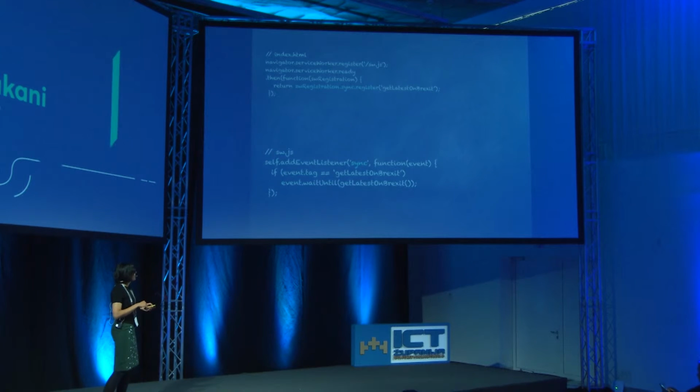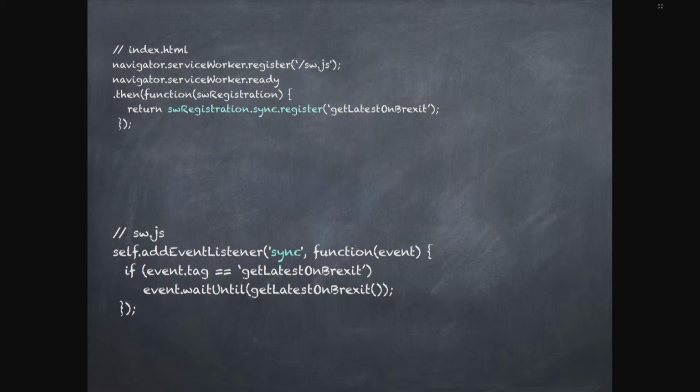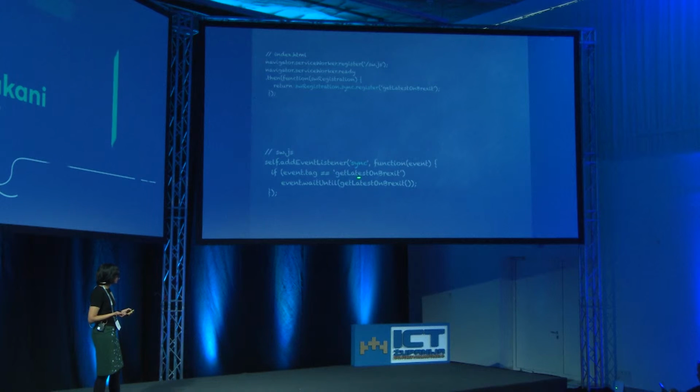So you'll see this pattern a lot in this talk. In your web app, you get your service worker registration, access the sync object, and call register on it. And then you provide a tag. This is for you to work with later. In your service worker, you add an event listener for the sync event. The sync event will be sent when the browser realizes that you have network connectivity. And in the sync event, you can check for the tag. Here, I'm trying to get the latest articles on Brexit. And you can basically, when you have network connectivity, get them and update, and either notify the user or just update content on the page.